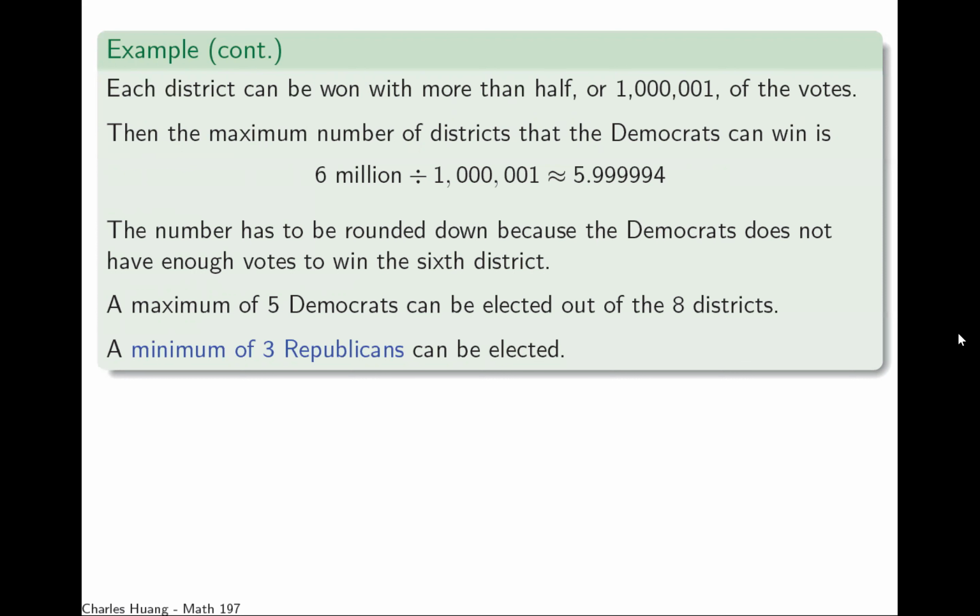Since there are 8 seats in total, the minimum Republican will be 3. Republican can win anywhere from 3 to 8, whereas Democrat can win from 5 to 0. 0 because Republican can win them all.